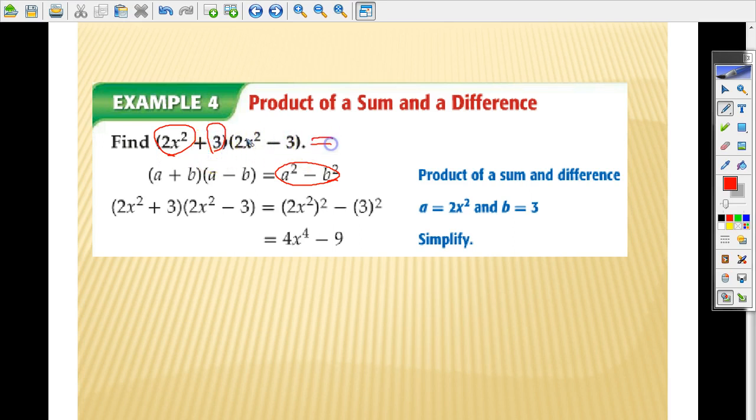So all we're doing here is a squared, so 4x to the 4th power, because x squared is already squared and you're squaring that, so square over square is to the 4th power. And you see here it's subtraction, so minus 3 squared, which is 9. Okay, so all of this just becomes that simple answer right there.